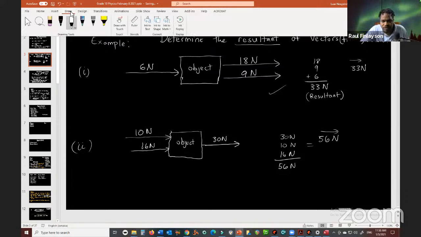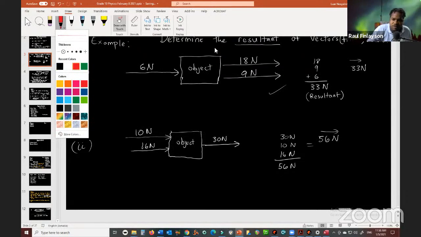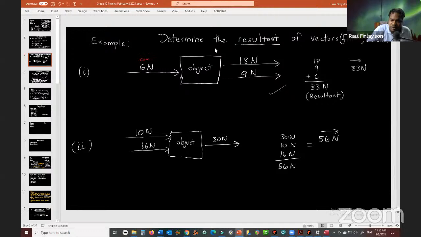Let's get this on the screen here. We're going to use a different color here. So this is actually a component. All right, so that's basically what it is. Adding vectors together gives us an answer called a resultant. The vectors that are added together individually are called components. So that's the information there. Let's continue.